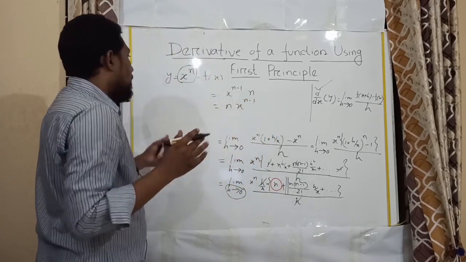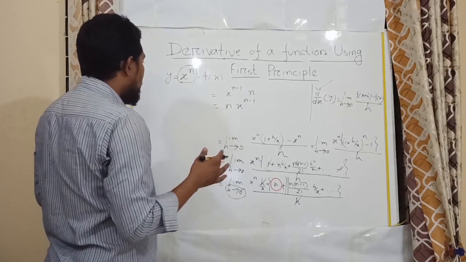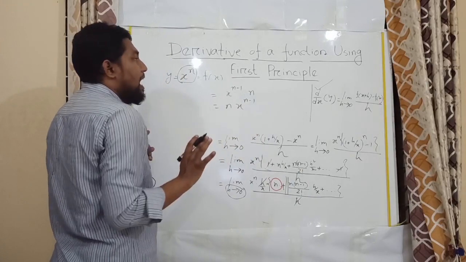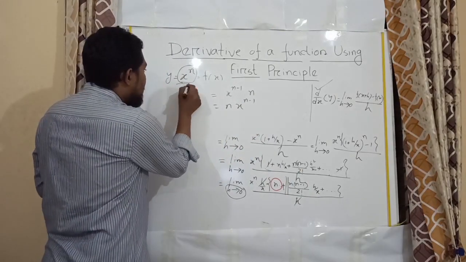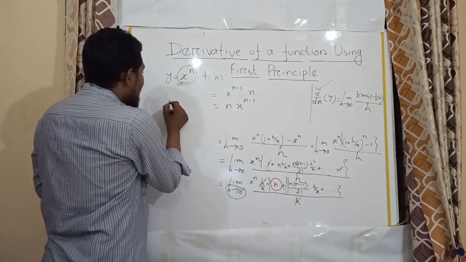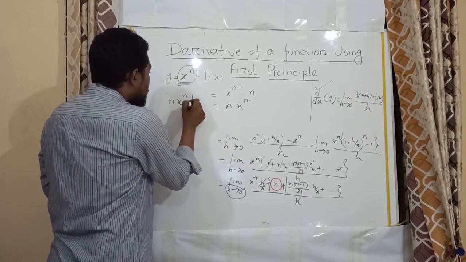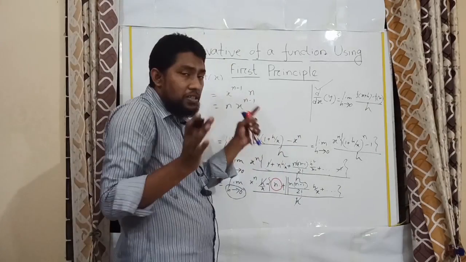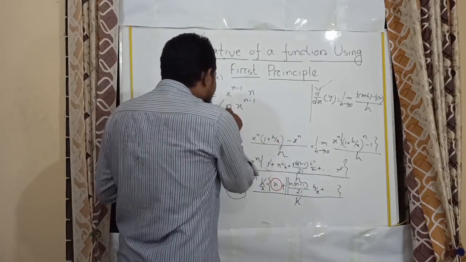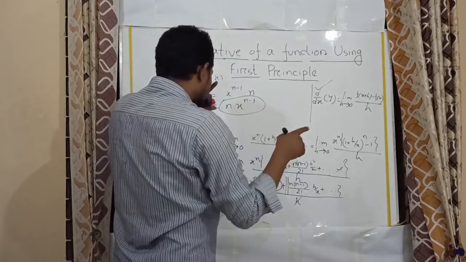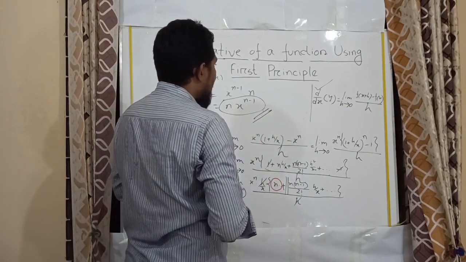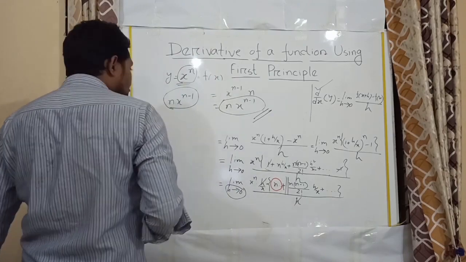So dear students, I hope you have all understood. Previously I said that the derivative of x to the power n is n x to the power n minus 1 from the formula. But this is the first principle by which we get n x to the power n minus 1. So that is the end of this one. Now I'm going to do another one.